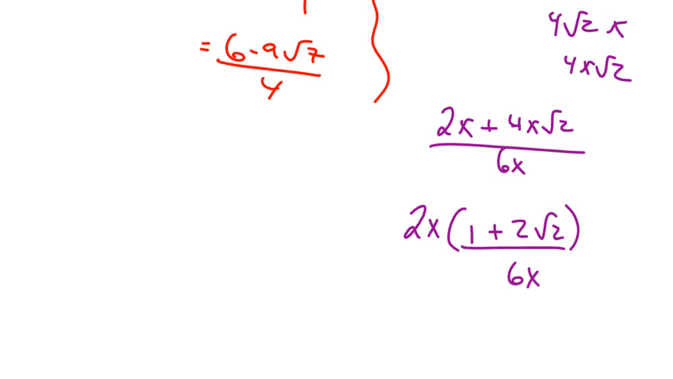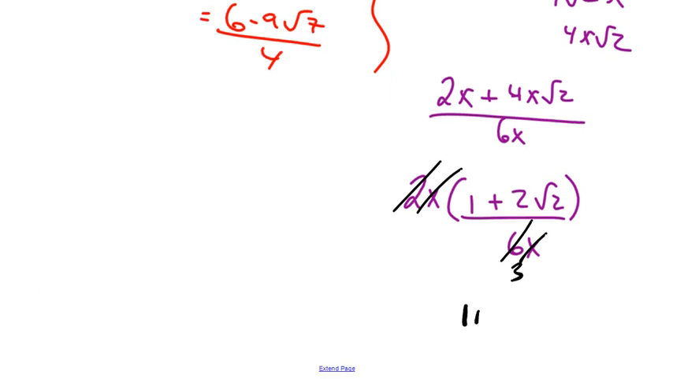So now, this is nice. The 2 goes into 6 3 times, and the x's cancel. So then we finally get 1 plus 2 radical 2 all over 3.